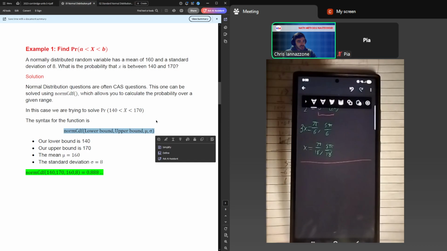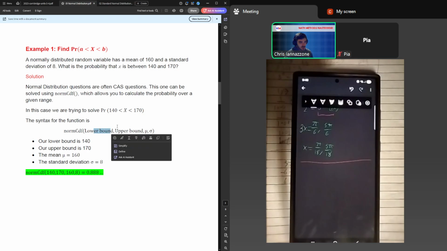So the CAS has a function called norm CDF. That's the TI Inspire way. There's also the Casio way, which I think is called normal CDF, but it's very much the same sort of stuff. You want to give the lower bound, the upper bound, the mean and standard deviation. This is how you find probabilities in a certain range of outcomes.